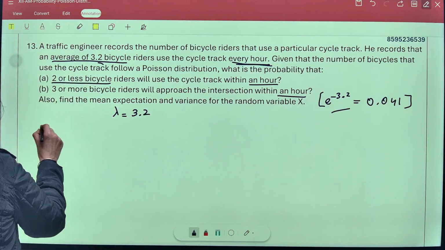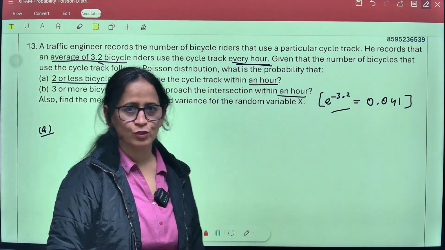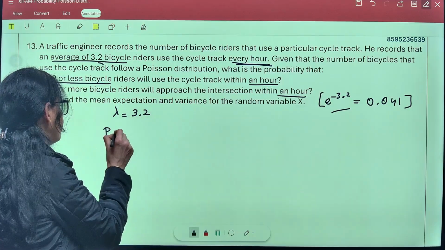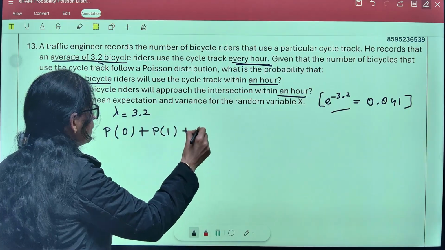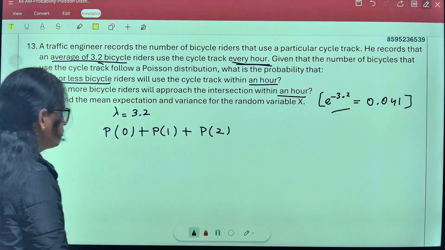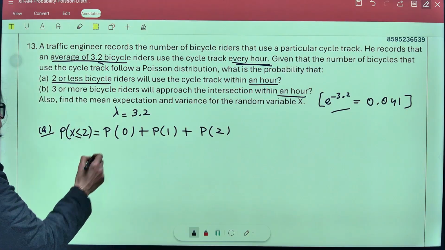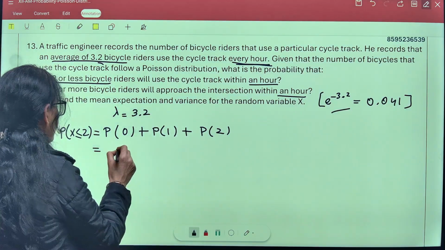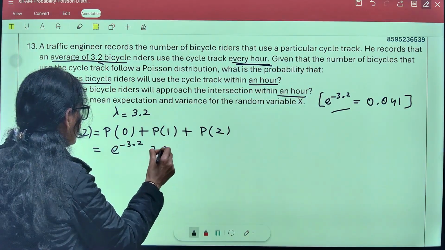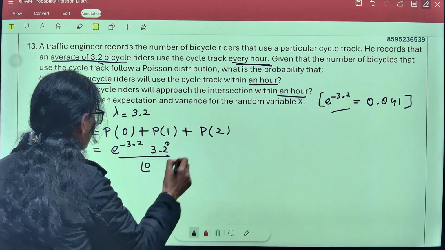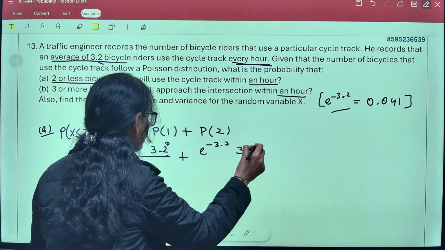Now you need to find the probability of 2 or less bicycle riders using the track within an hour. So that means you need to find probability of 0 plus probability of 1 plus probability of 2. Right? So probability of x being less than or equal to 2 is this. So let's put the formula: e raised to power minus lambda, lambda to the power r upon r factorial. Again, for all these three probabilities, let's just put the values.